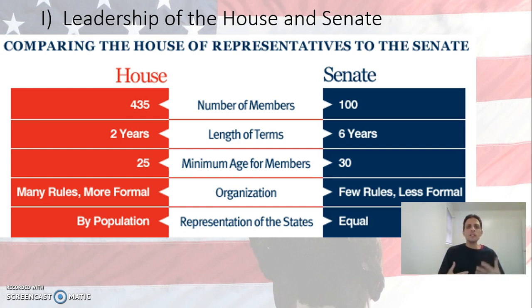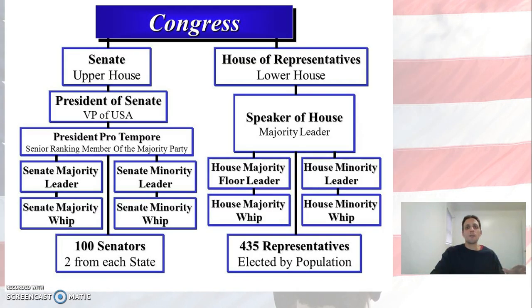There's a significant number of people in both of these chambers of Congress. The House has 435 people, the Senate has 100. That's too large a group to get functional, productive debate and discussion done, with everybody discussing different issues all at the same time. So they have to come up with a way to organize both chambers of Congress. What we're going to start with first is the leadership that they've set up.